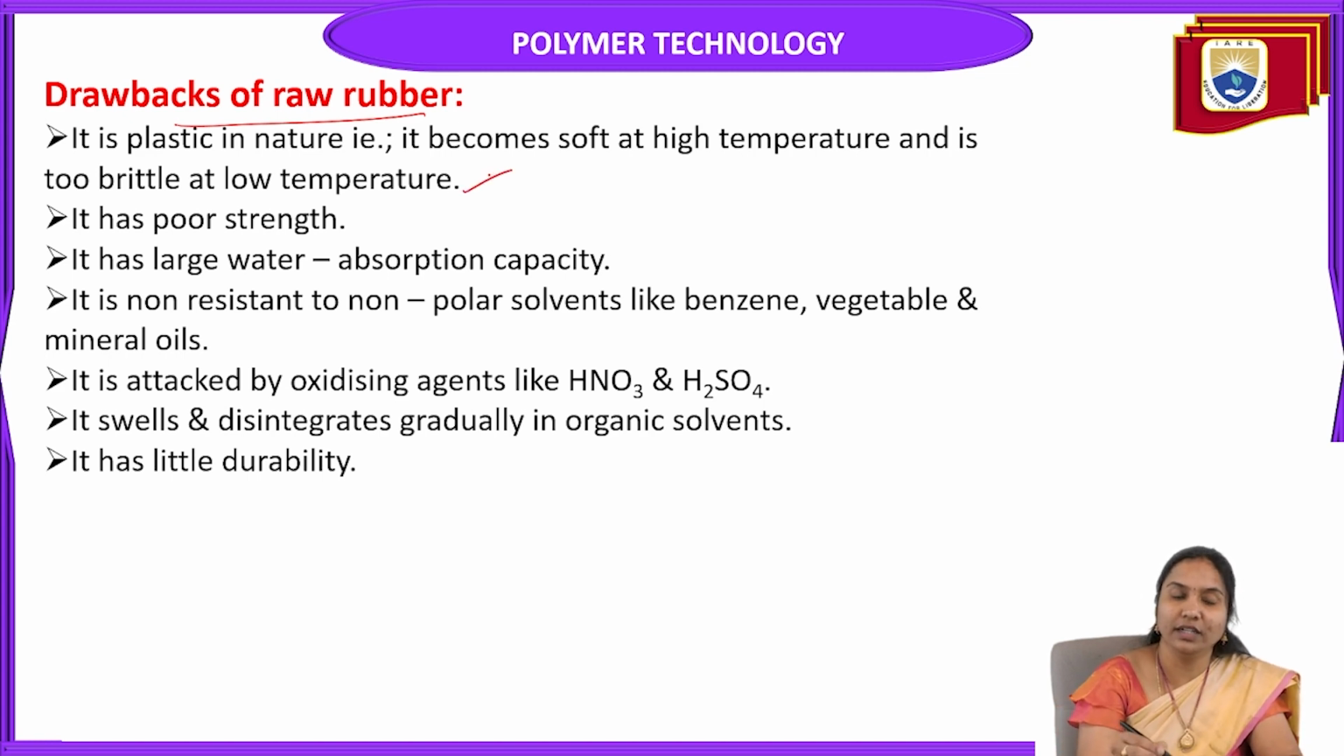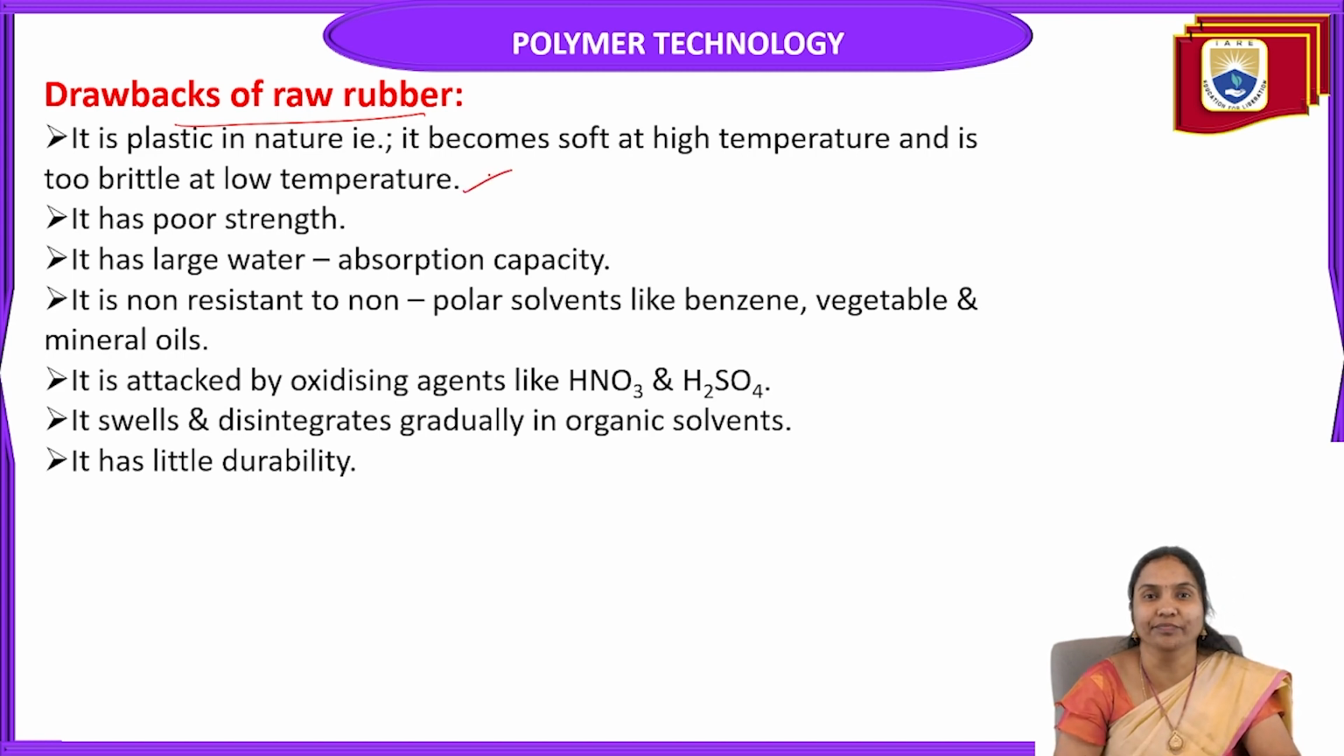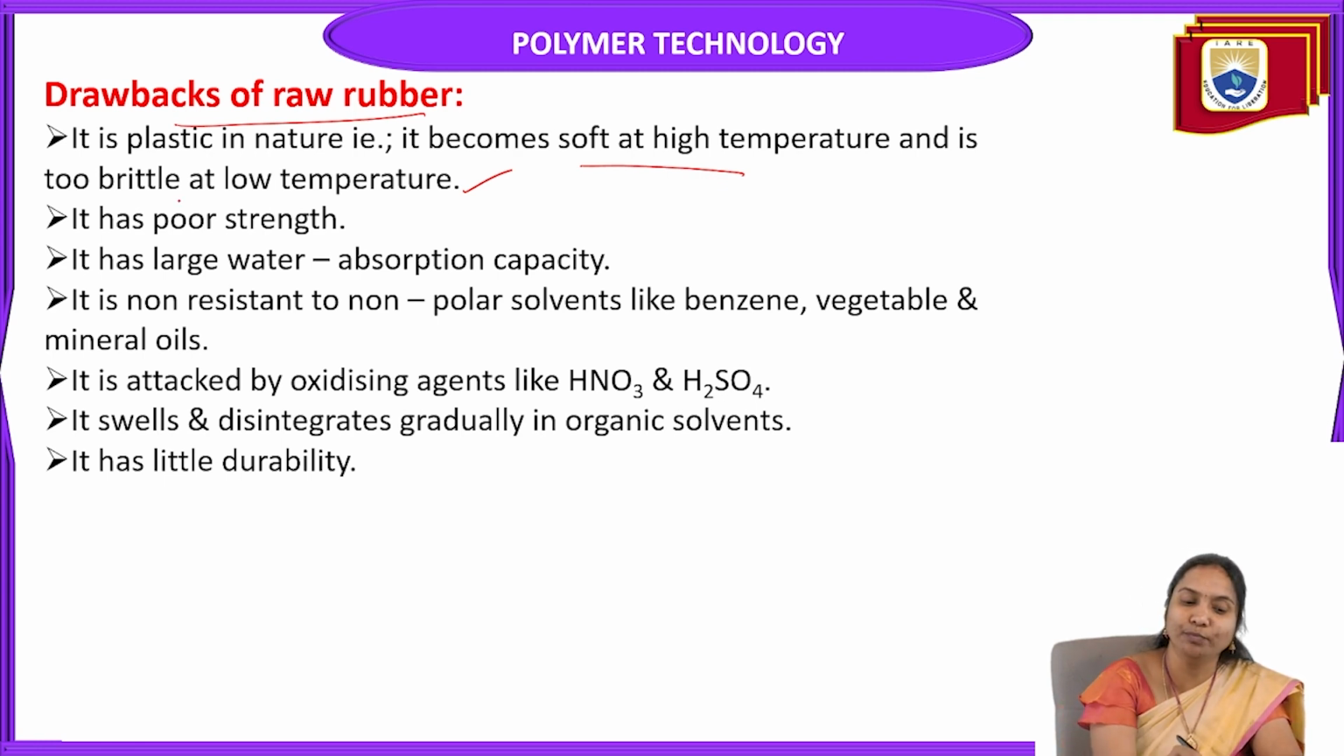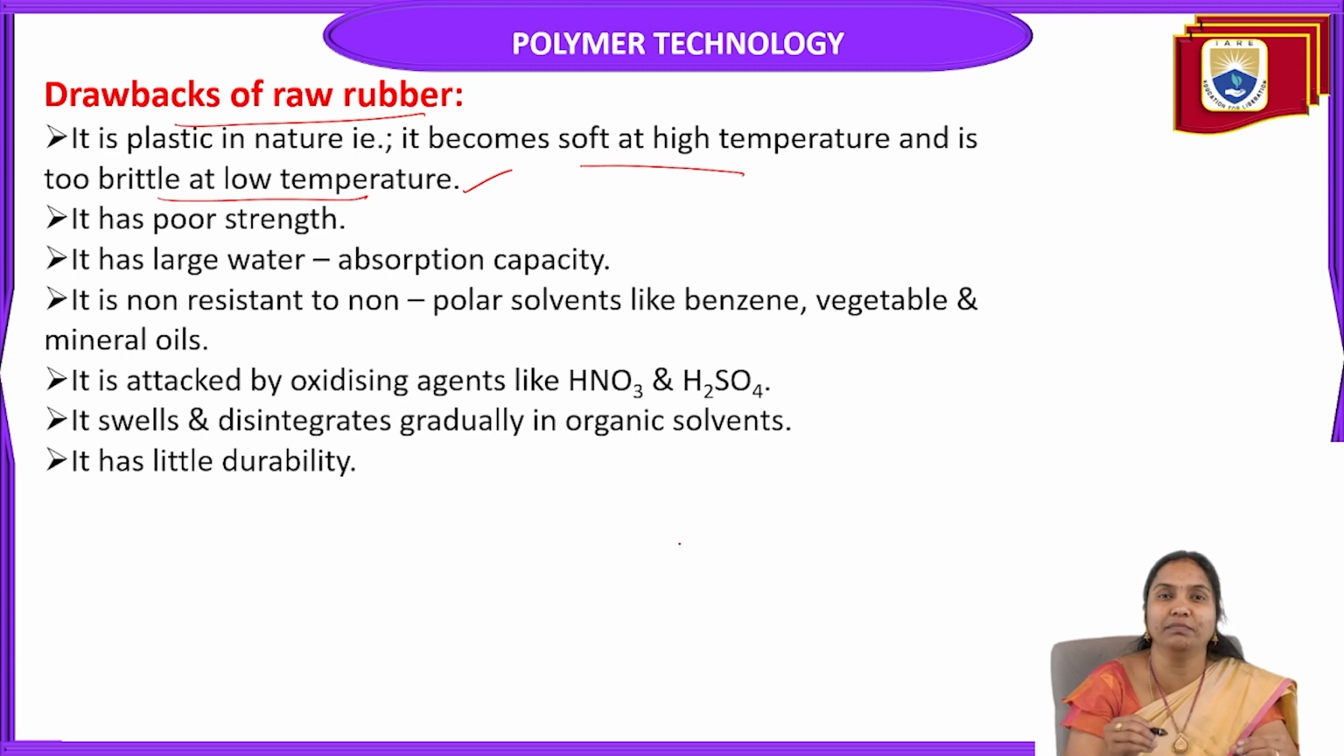Generally, raw rubber collected from the rubber trees is plastic in nature. That means it becomes soft at high temperature and is easily brittle at low temperature. So the first drawback is that it is plastic in nature: at high temperature it becomes soft, and it is easily brittle at low temperature.